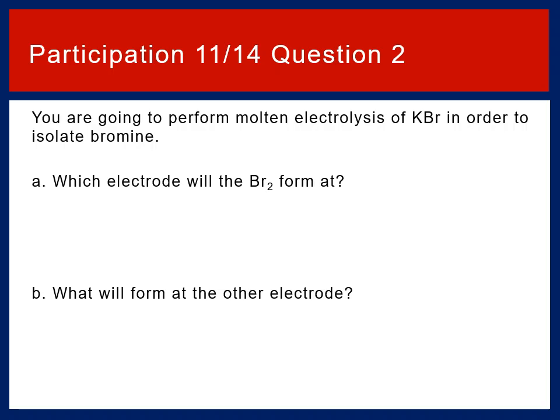Again, you are going to perform molten electrolysis of potassium bromide in order to isolate bromine. A, which electrode will the bromine form at? And B, what will form at the other electrode?